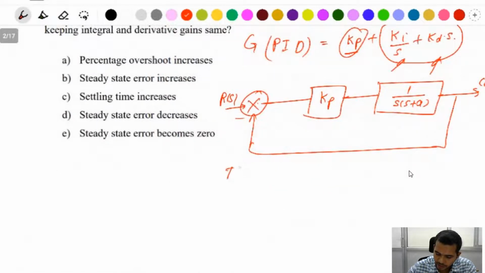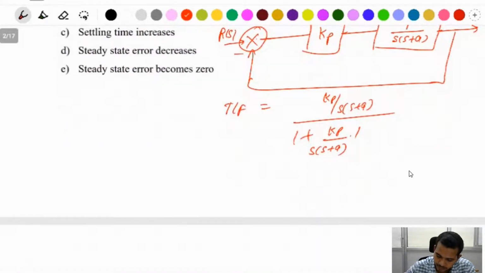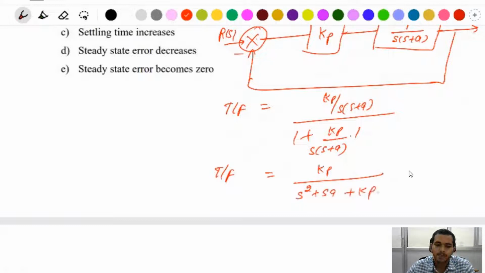If you find the transfer function of this, you know G(s) divided by 1 plus G(s)H(s), where H(s) is equal to 1. G(s) means Kp over S plus A. So 1 plus Kp over S plus A into 1. The transfer function is Kp divided by S square plus SA plus Kp.